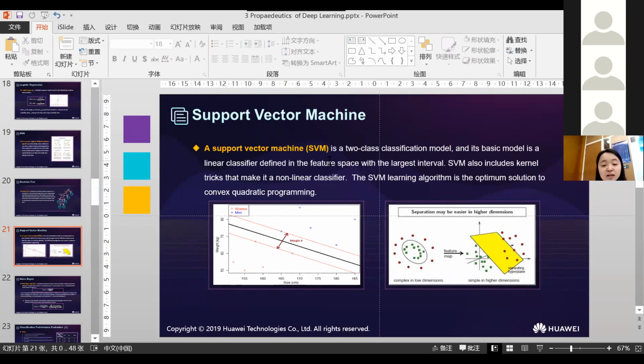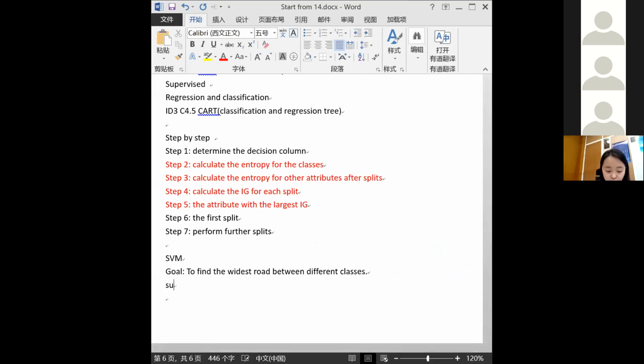And of course, it's a supervised machine learning algorithm, right? For support vector machine, it can solve both classification and regression, like decision tree.